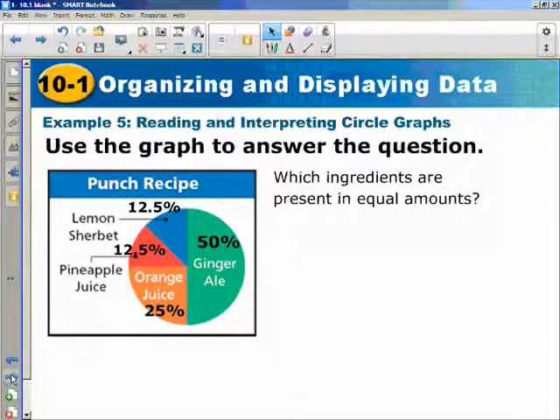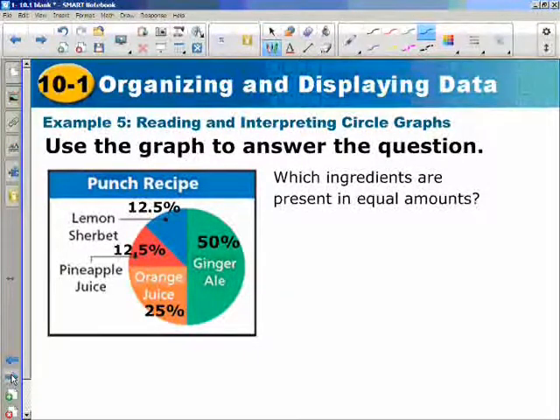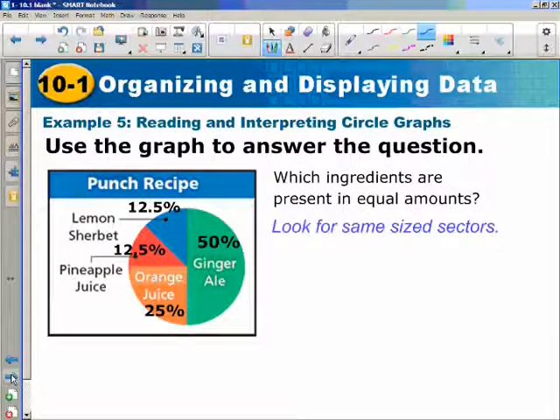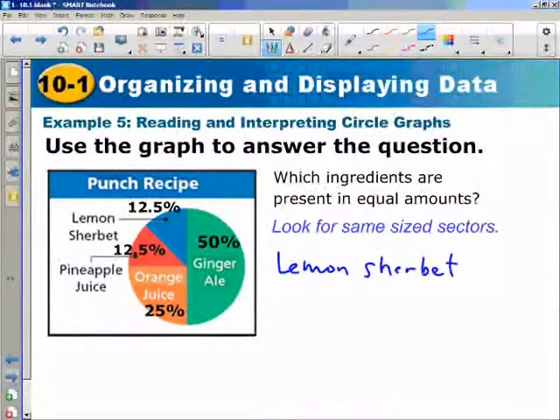All right. Use the graph to answer the question. Well, we've got percents written here. It says which ingredients are present in equal amounts. By shape, we know that the ginger ale and the orange juice are higher use, but the lemon sherbet and the pineapple juice have similar sizes, and sure enough, when we check their percents, they're identical. So we would say that the lemon sherbet and the pineapple juice.